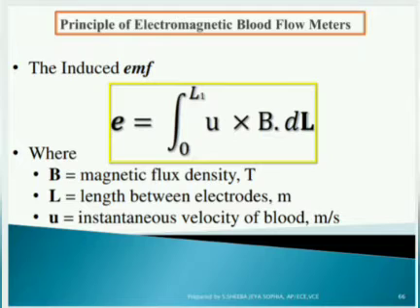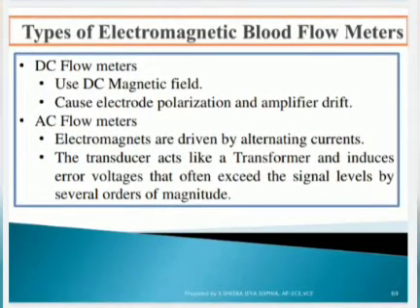Then the value of induced EMF is calculated using the formula E is equal to the integral from 0 to L of U into B into dl. B is the magnetic flux density and L is the length between the electrodes which we are fixing. U is the instantaneous velocity of the blood. There are many types of electromagnetic blood flow meters like DC and AC flow meters.